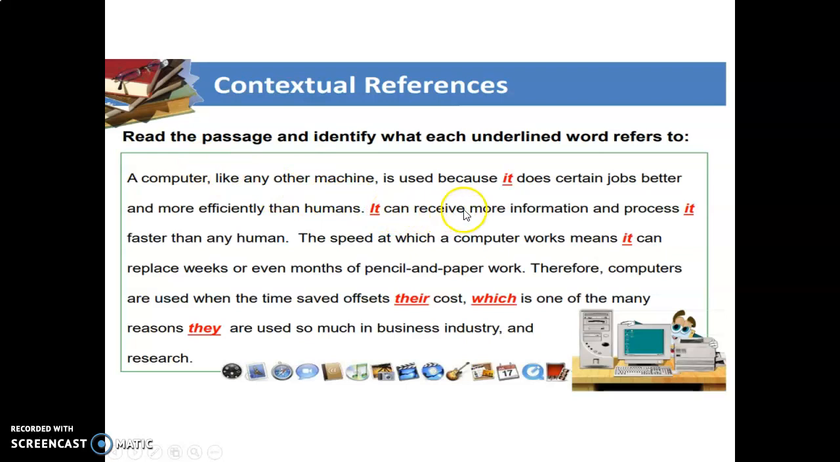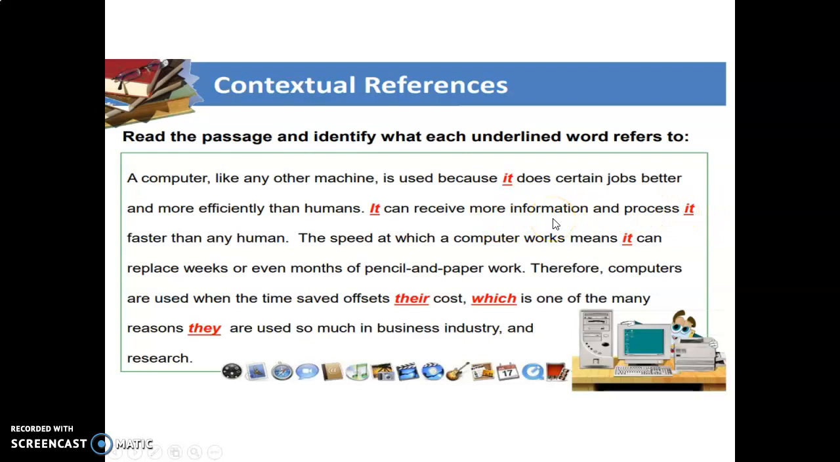It can receive more information and process, so it can receive more information. So what does it refer to in this case? Again, computer. Receive more information and process it faster than any human. So it can receive more information and process it faster than any human. Do you think it refers to computer again? Not this time. So it refers to information.